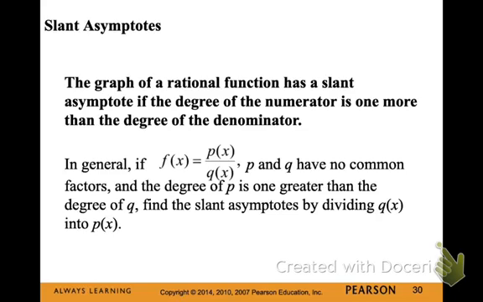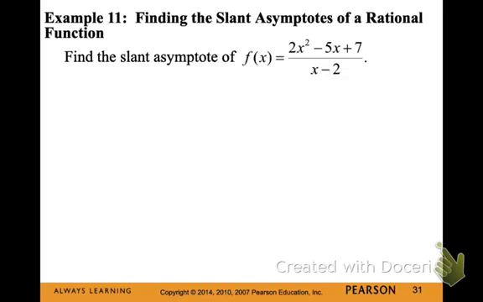Let's talk about slant asymptotes. So the graph of a rational function has a slant asymptote if the degree of the numerator is 1 more than the degree of the denominator. If you remember when we were going through the rule in part 1 of horizontal asymptotes, we said if the degree of the numerator was greater, then there were no horizontal asymptotes. That may be an indication, however, that there are slant asymptotes. So just see if the degree of the numerator is 1 more than the degree of the denominator.